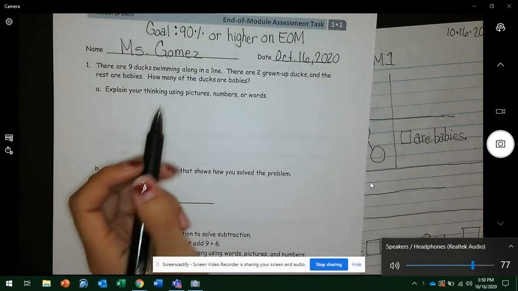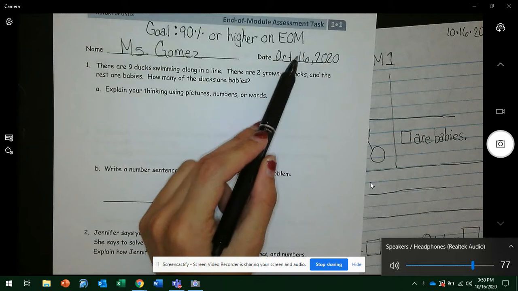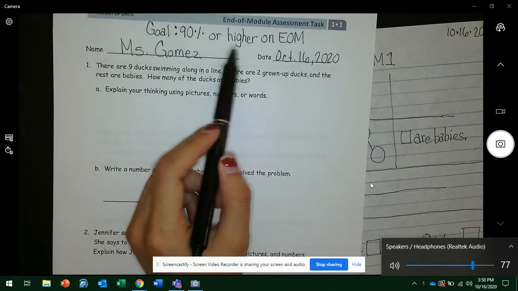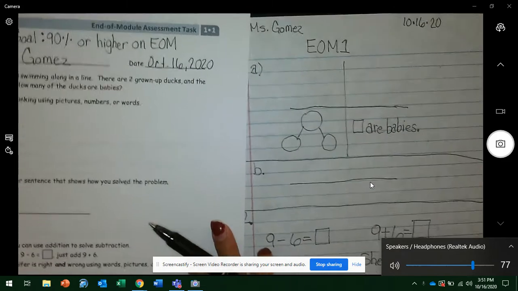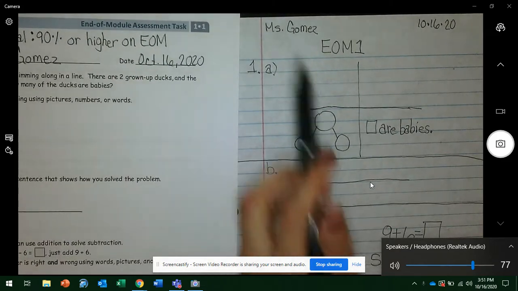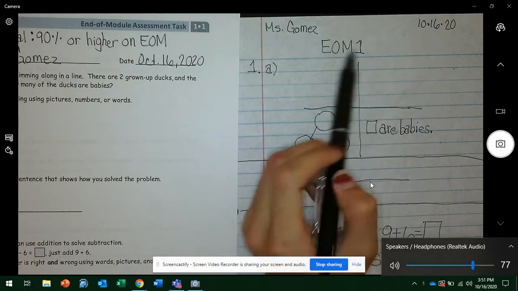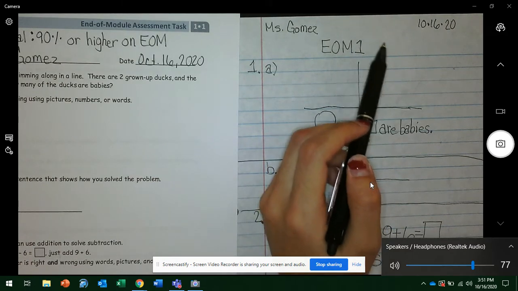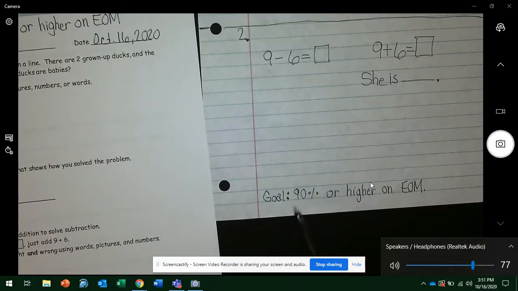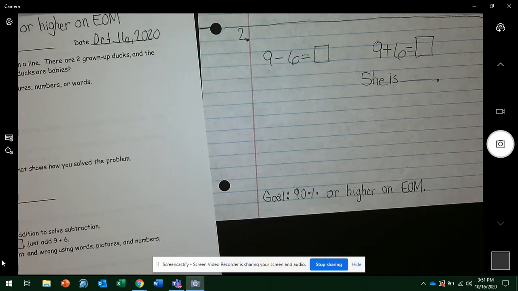If you were able to print out the paper, go ahead and put your name, date, and your goal, 90% or higher, and end of module. If you're doing it on a sheet of lined paper, that is fine as well. Go ahead and also put your name, your date. Please put end of module 1 so that I know that that's what you are turning in. And on the bottom line, you can go ahead and put your goal for this. Let's go ahead and start with 1.